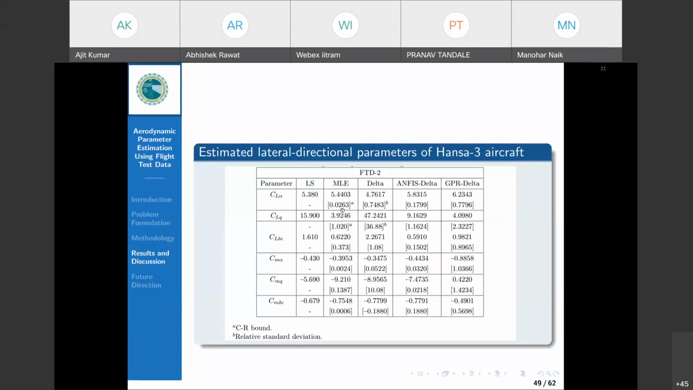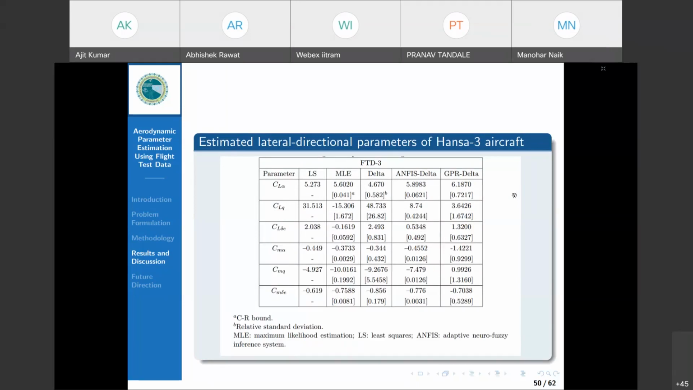The numbers inside the bracket, for example the one which I have tagged as A, represent the CR bound. This is the CR bound on MLE, maximum likelihood parameter estimation, and B is your standard deviation. The other numbers inside the bracket represent the relative standard deviation. Using flight test data 3, these parameters again are CL alpha, CLQ, CL delta E, CM alpha, CMQ, and CM delta E. The first and second columns show the results from LS and MLE, and these three are from delta, NFIS delta, and GPR delta.